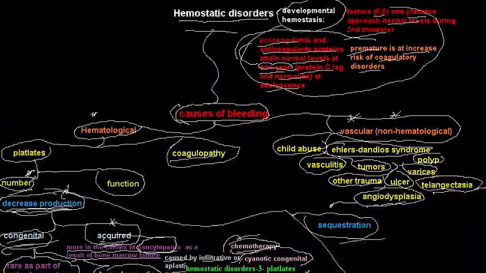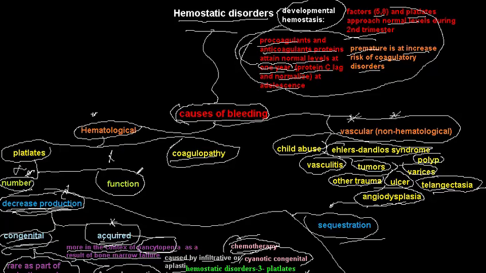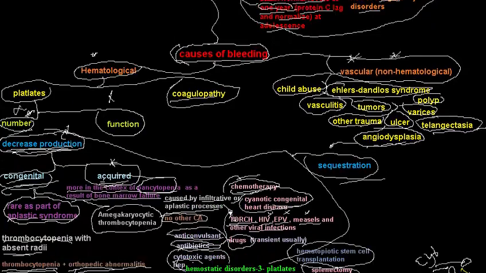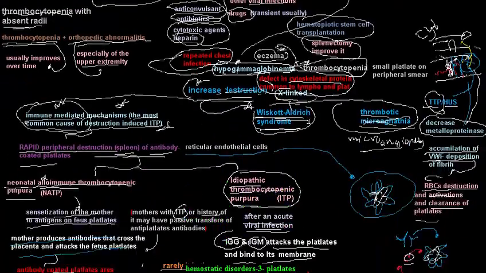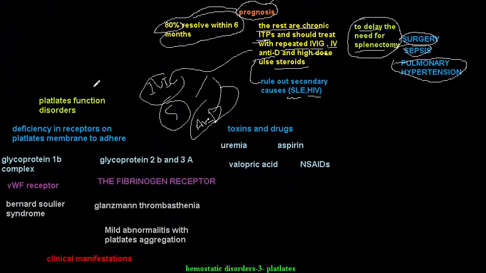Now let's move to the disorders of the function. I told you that we have problems with number and function here, because the sheet is not that good to write here. I wrote down the things about the function down there. So platelet function disorders, what things can lead to function disorders? Platelet function disorders are all about deficiency in receptors on the platelet membrane to adhere.